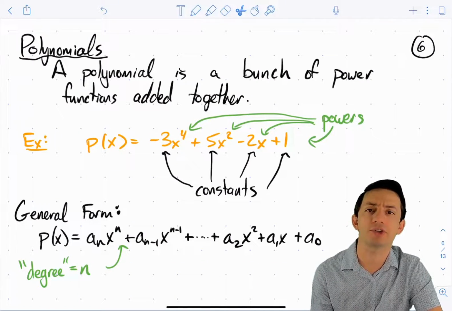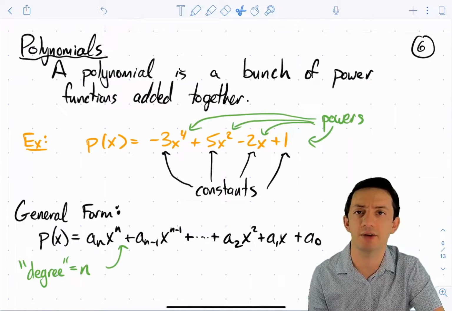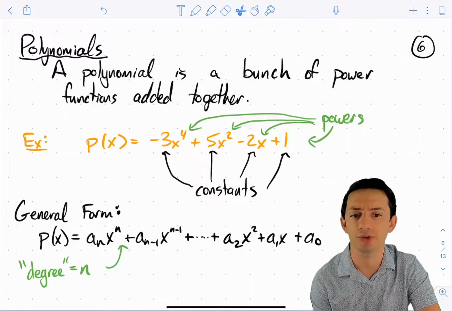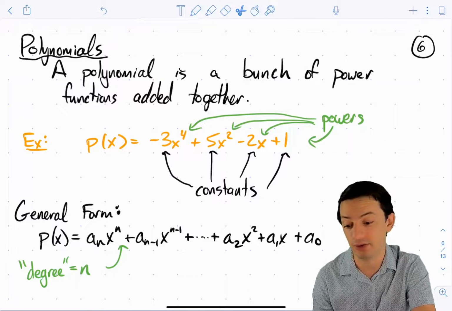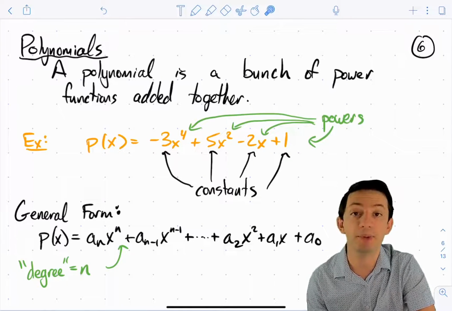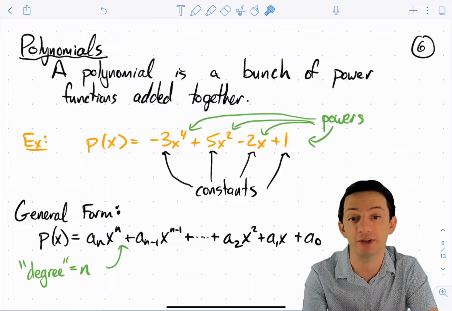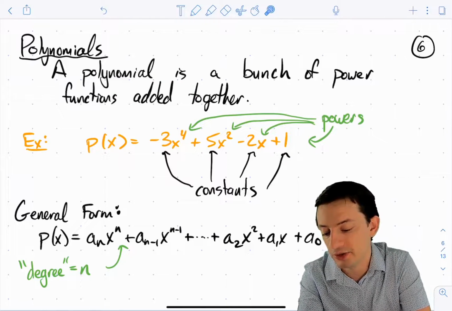So that was power functions. Next up, we're going to talk about the second thing that's in the title for the section, which is polynomials. Now, a polynomial is really just a bunch of power functions added together. So here's an example of a polynomial. And you've been seeing these in algebra and pre-calc for years, even if you didn't call them this.